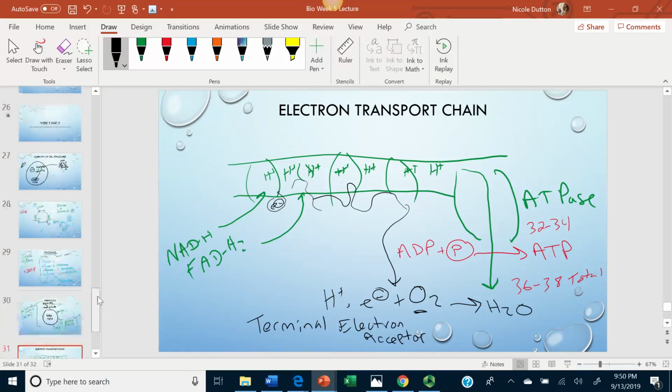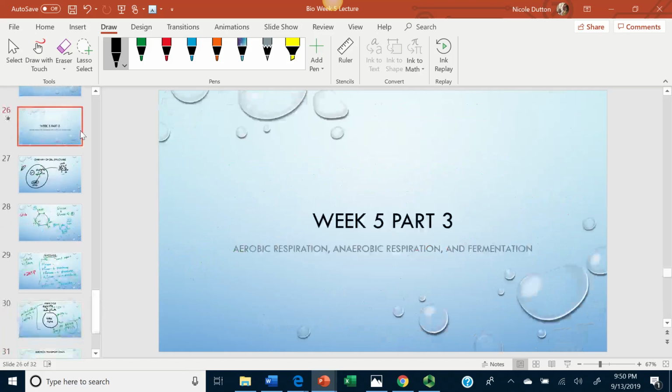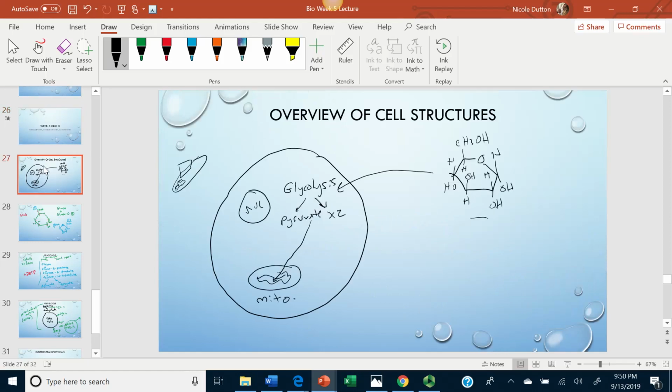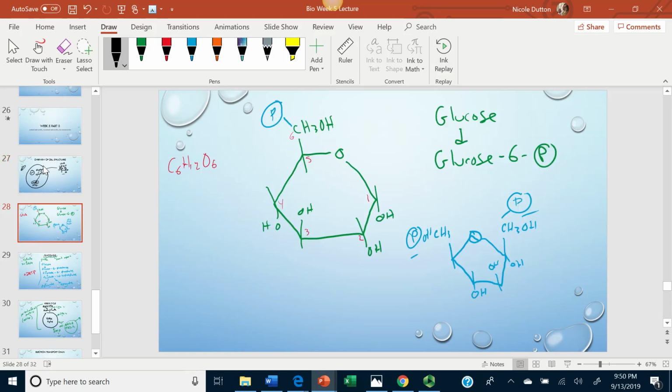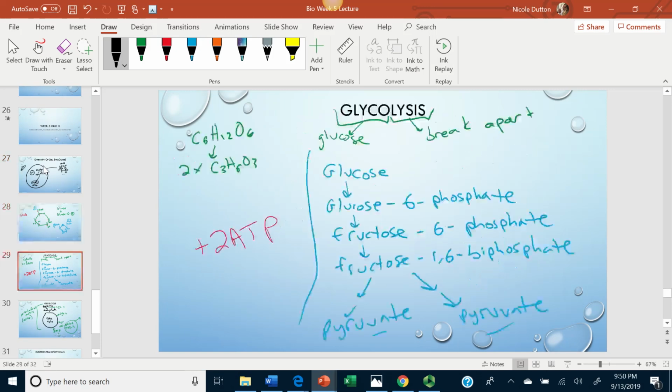So I said that we were going to talk about aerobic respiration, anaerobic respiration, and fermentation. But so far, we've just covered aerobic respiration because we ended up using oxygen in the end as a terminal electron acceptor. And because of that oxygen, like I said, we call it aerobic respiration. But oxygen is the reason why we have to breathe in. Because if we don't bring oxygen into the body, something bad can happen.